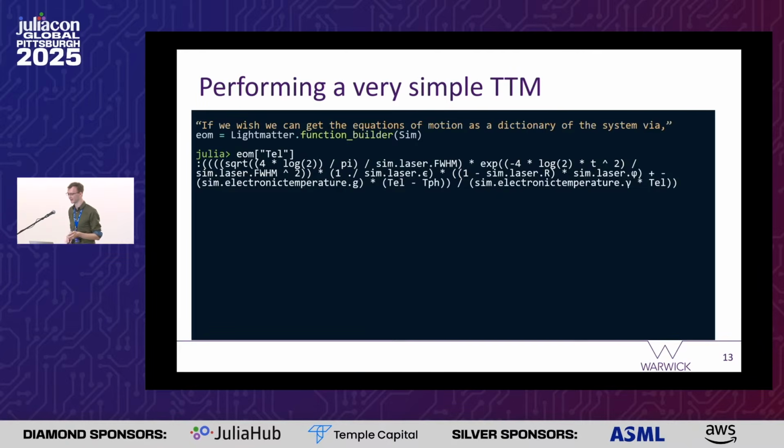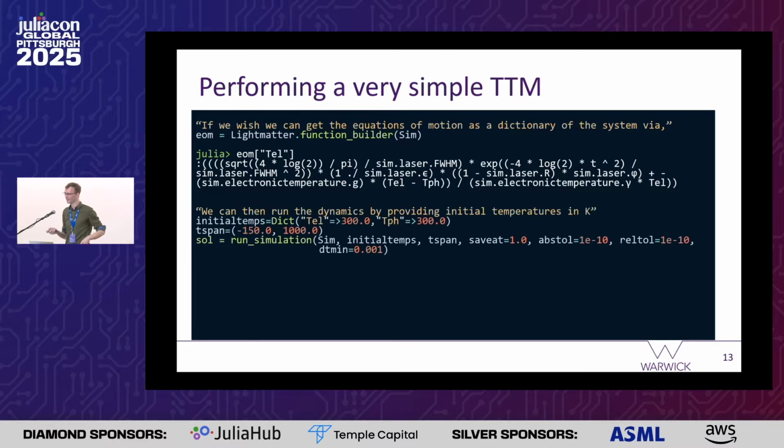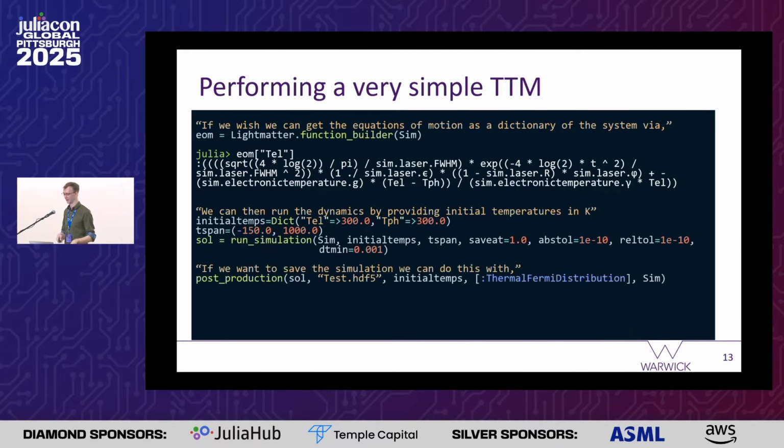We can ask the system for the equations, and this is the equation of motion for the electronic system. It looks like a mess because the other thing I realized was expressions look like a mess very quickly and become quite hard to read, but that's fine. You'll figure it out. And we set some initial temperatures, a time span, and then we just run our simulations. It's all plumbed through DiffEq, so all the keyword arguments, all the algorithms that work there also work here. So you really can go straight out the box.